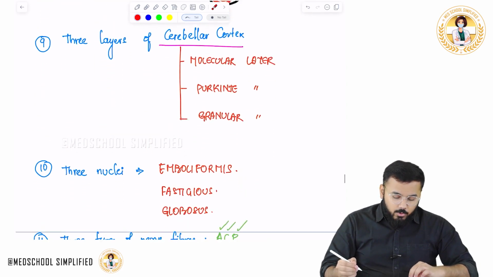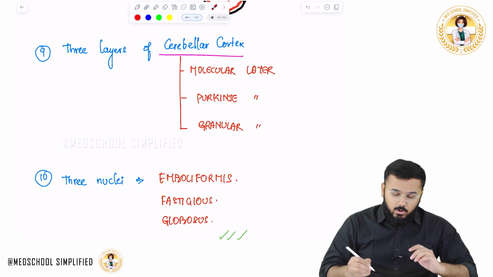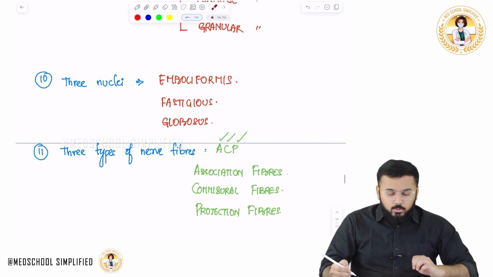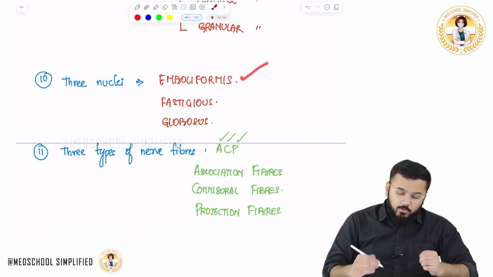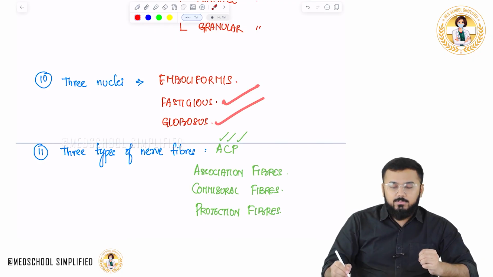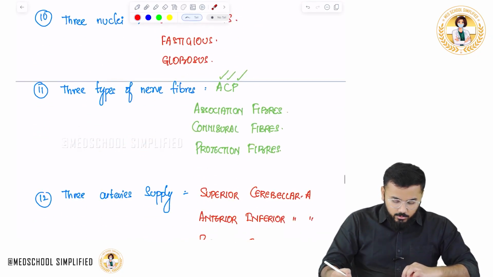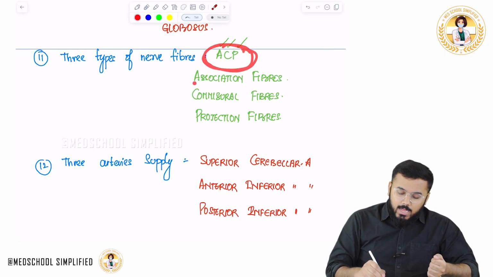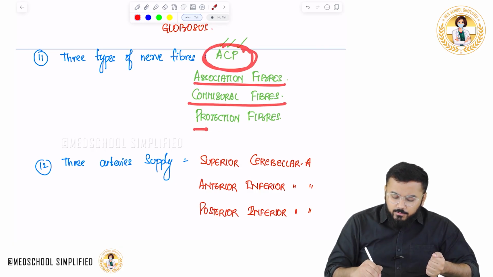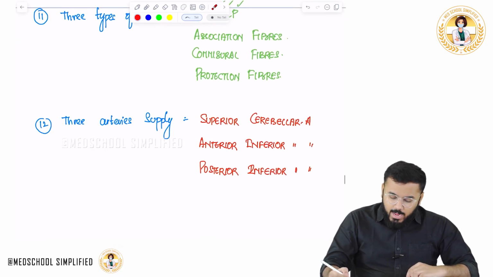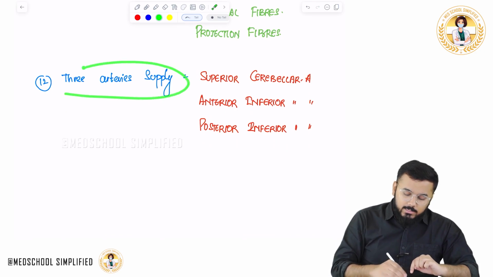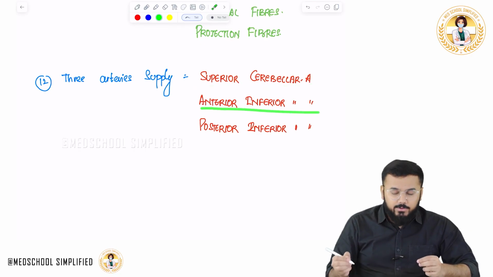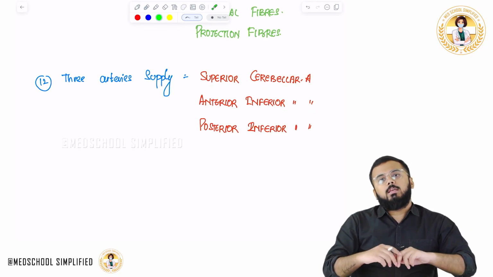Now coming to the last important thing, what are the three layers of cerebellar cortex? We discussed molecular layer, Purkinje layer and granular layer. Coming to the three nuclei, you have emboliform nucleus, nucleus fastigius and nucleus globosus. These are the three nuclei. Three types of nerve fibers, you can remember as ACP: association fibers, commissural fibers as well as projection fibers. And finally, what are the three arteries that supply the cerebellum? One is the superior cerebellar artery, anterior inferior cerebellar as well as posterior inferior cerebellar.